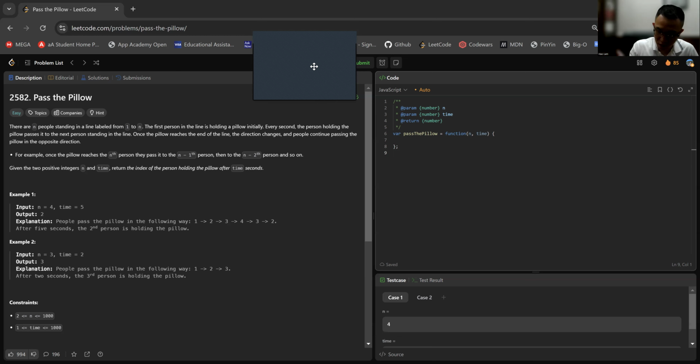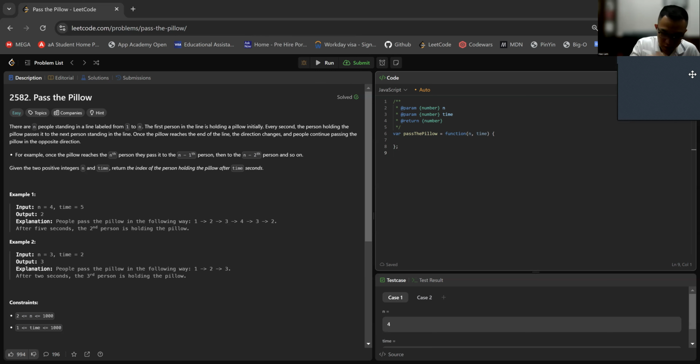For example, if we have n equal to 4, so we have 4 people, 1, 2, 3, and then 4. And it is our pillow. If it is 4 people, it only takes 3 seconds to pass a pillow to the end of the line. So we have time is 5.